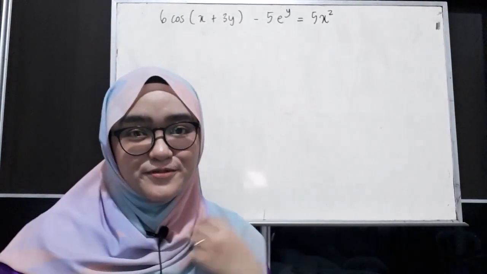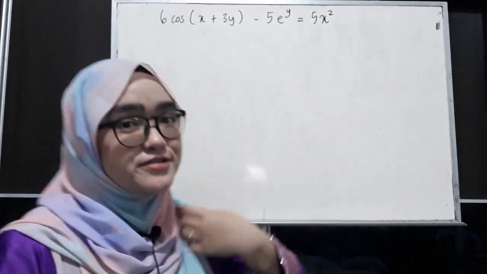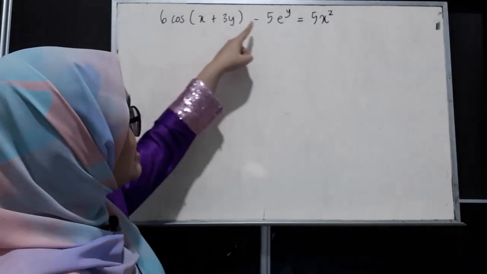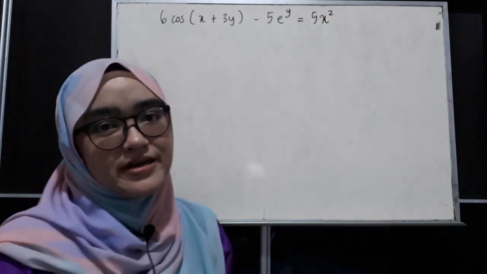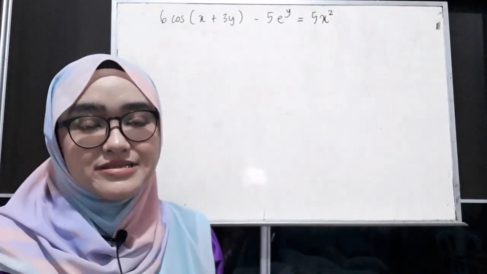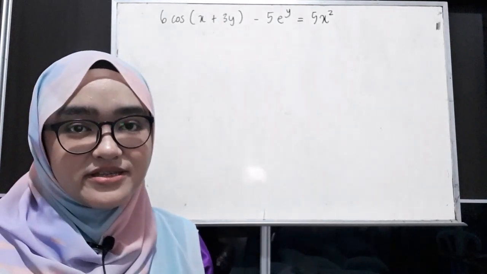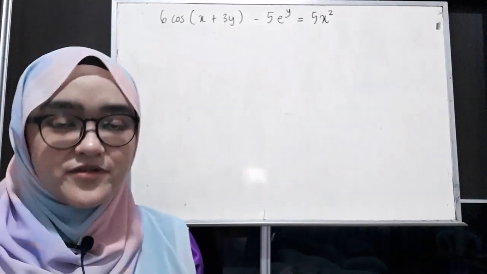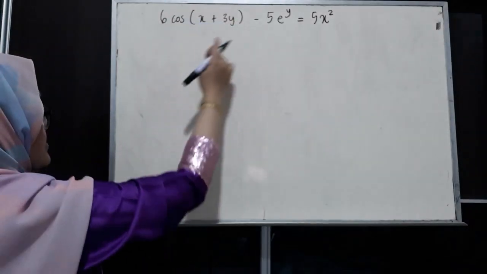Next example, we want to find dy over dx by using implicit differentiation from 6 cos x plus 3y minus 5 e to the power y equal 5x squared. Number 1, differentiate each term accordingly and remember to add either dy over dx or y prime each time we differentiate the variable y. Okay, let's start with the first term.